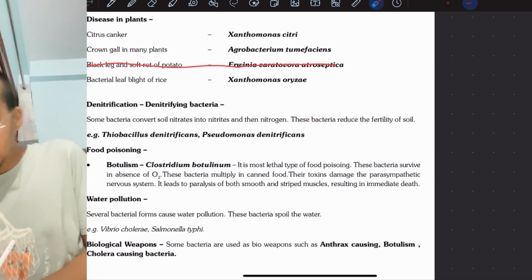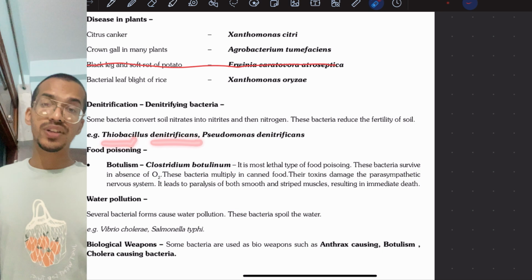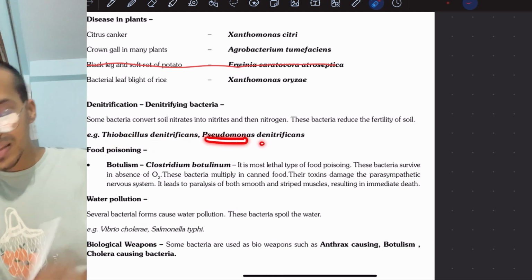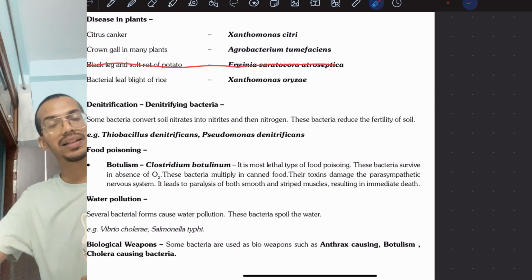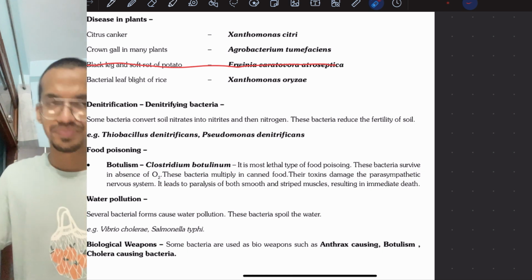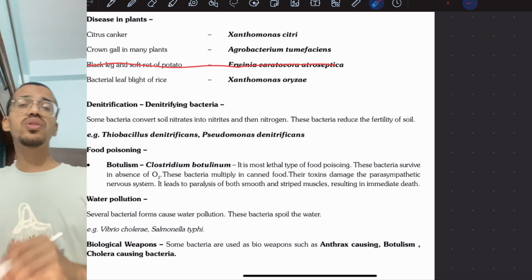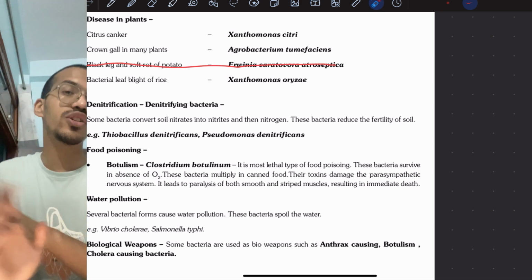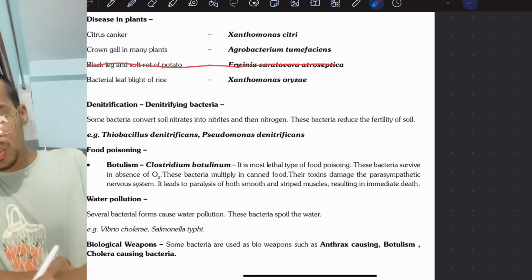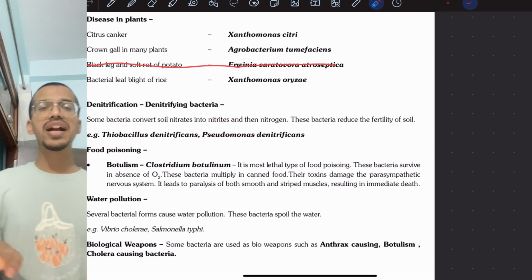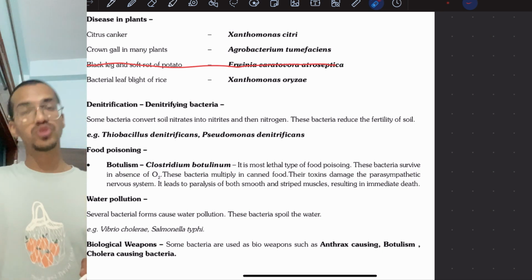So these are the bacteria: Thiobacillus denitrificans, which removes the nitrogen content, and Pseudomonas denitrificans. Remember that these bacteria, Nitrobacter, Pseudomonas, Nitrococcus, Nitrosomonas, are the ones utilizing these things. Pseudomonas is one such example. Thiobacillus denitrificans reduces the nitrogen content, meaning they are spoiling the soil.